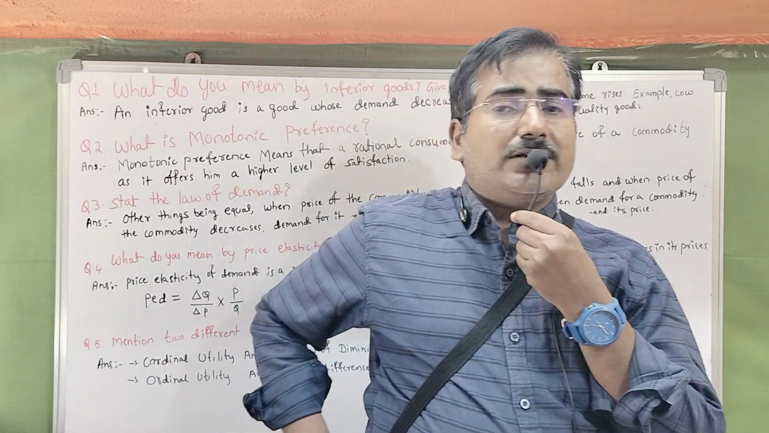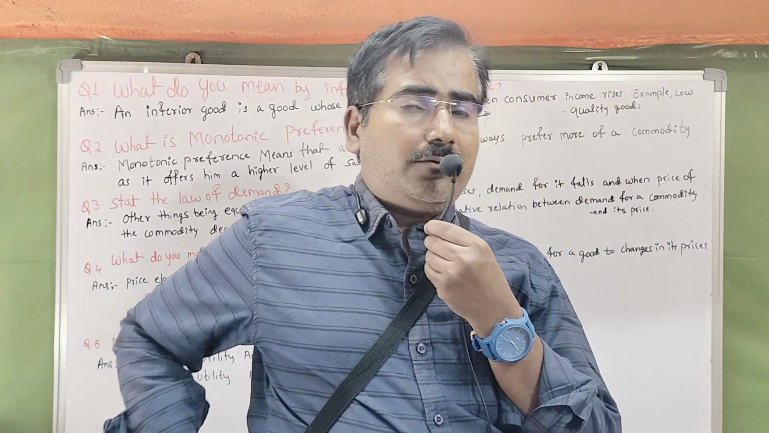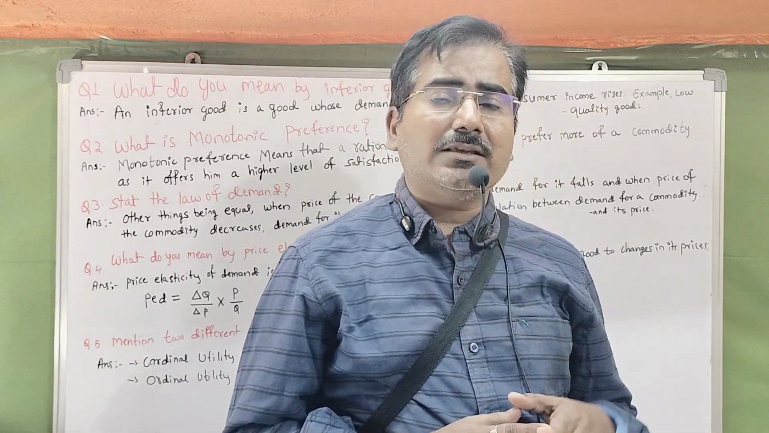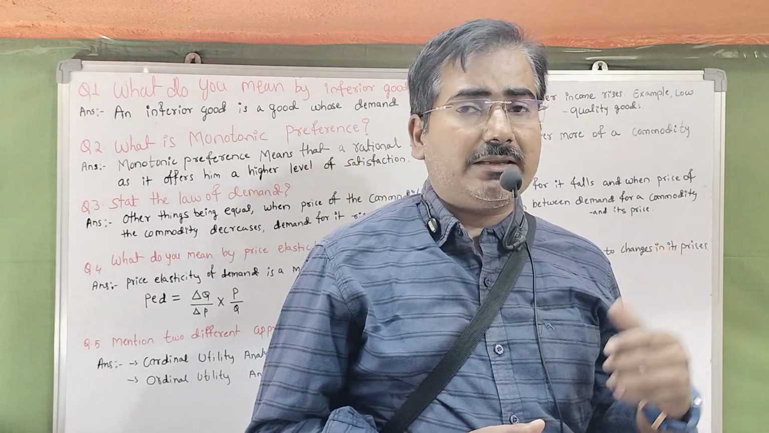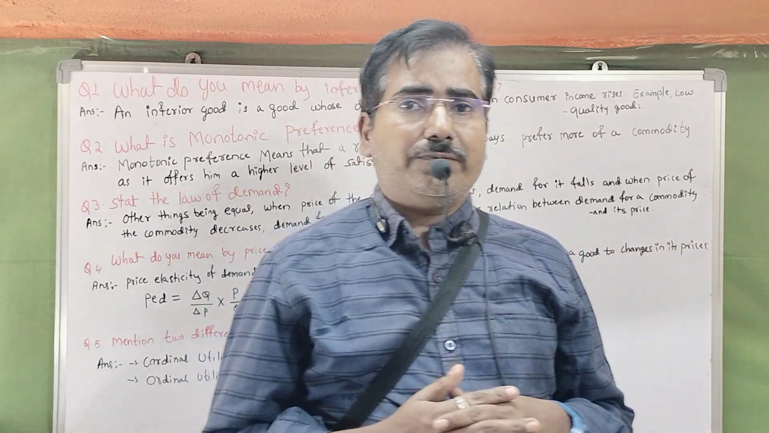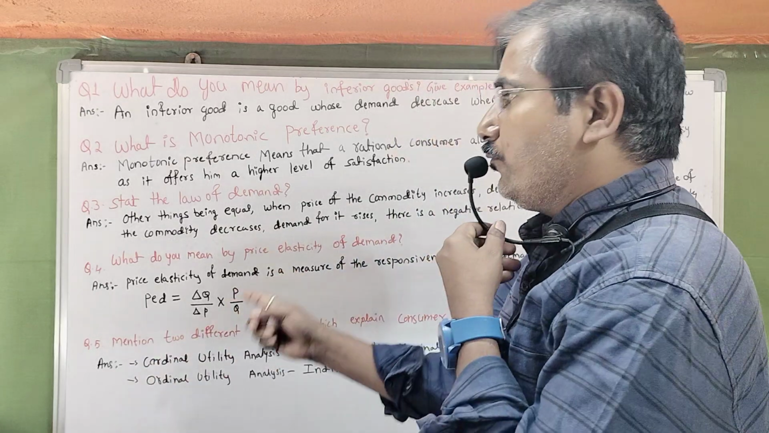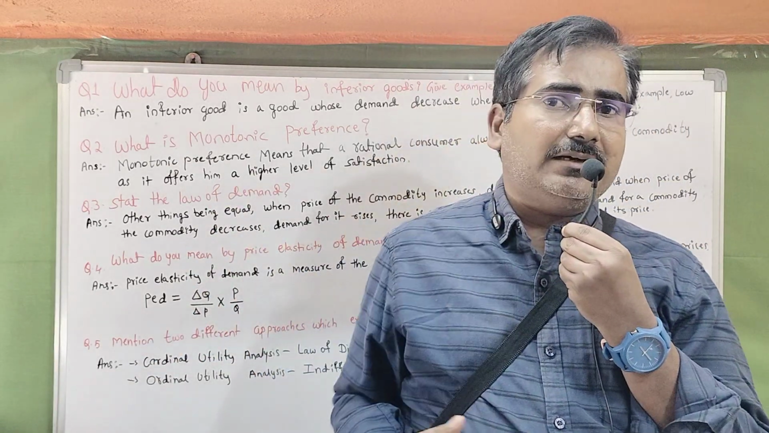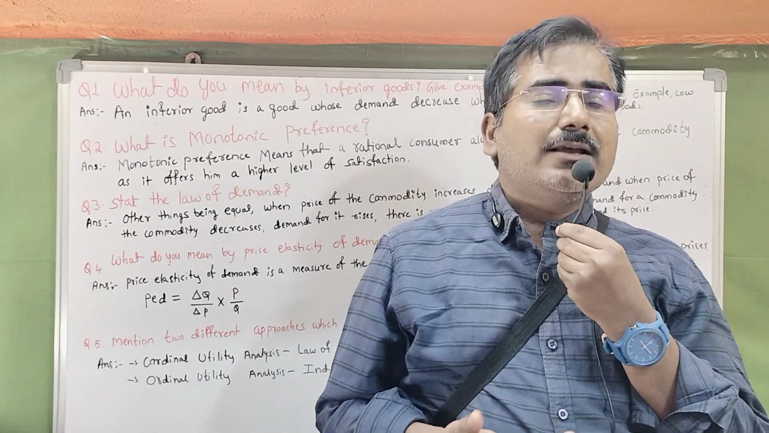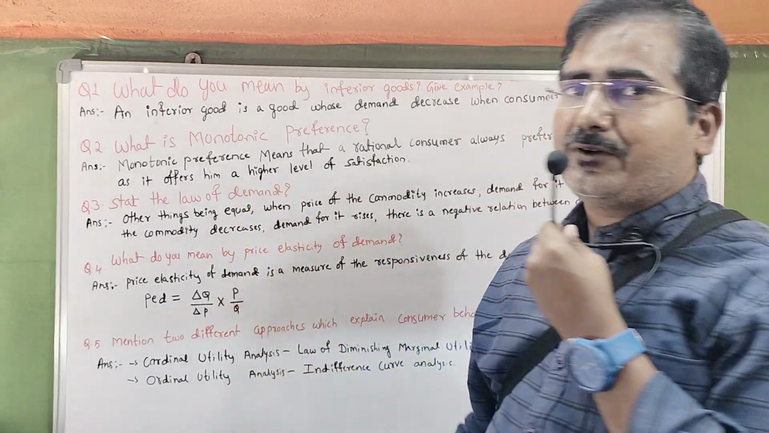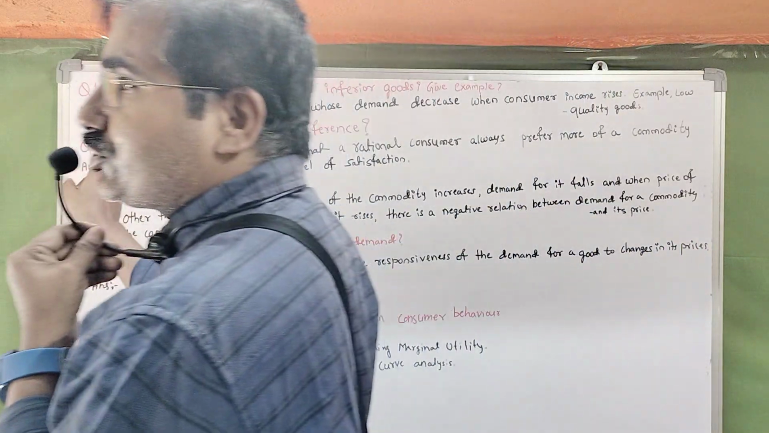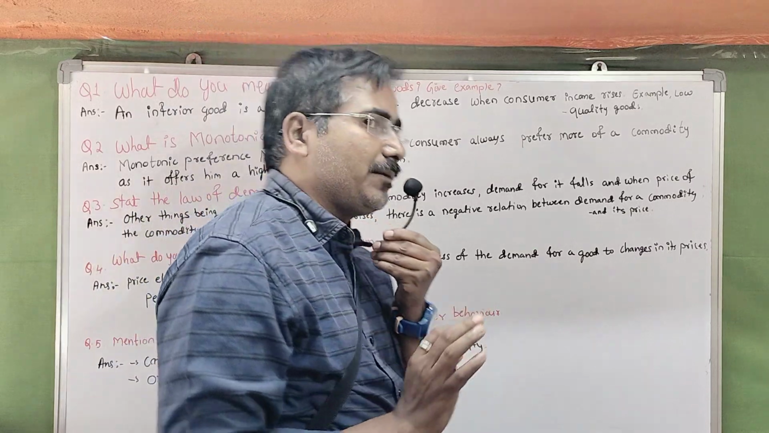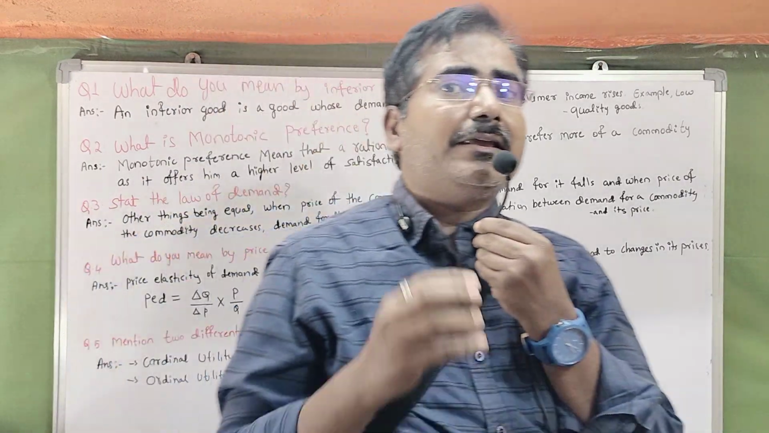Dear students, in this video we have taken only the 2 marks questions from chapter number 2, the theory of consumer behavior. We are discussing 5 questions, and 2 of these will definitely come in the annual examination. We start with the first question: what do you mean by inferior goods? Give examples.